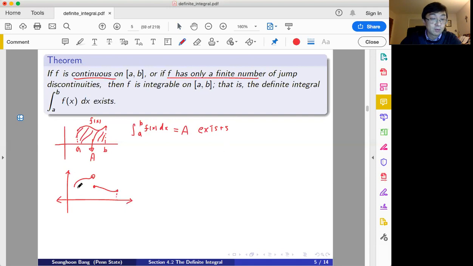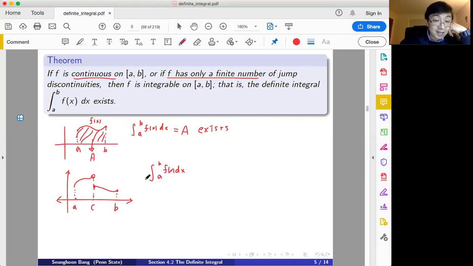So we have one jump discontinuity from A to B, here at C. What is the integral from A to B of f of x dx? You can use the exact definition of the definite integral by using the limit and partial sum, summation from i equals 1 to n of f of xi star times delta x, and take the limit.